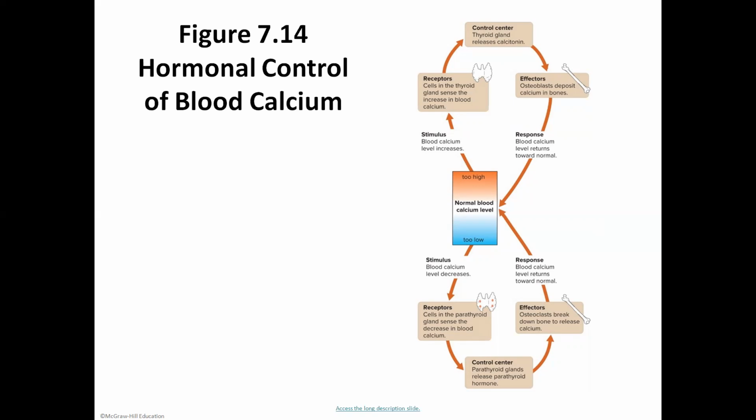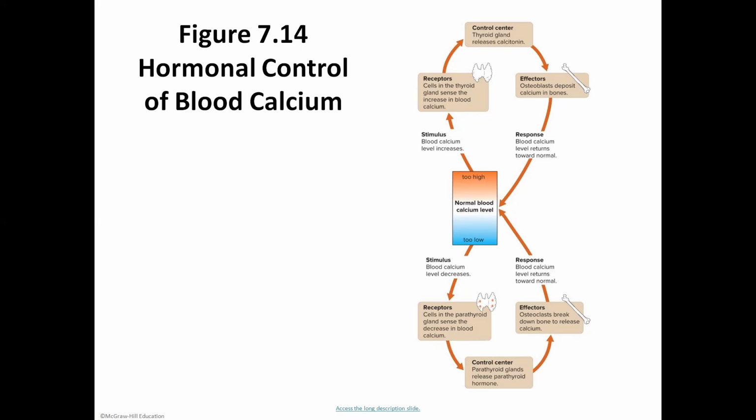So if it's too high or too low, we'll see negative feedback responses occur. If blood calcium levels are too high, we're going to go to the thyroid, which will sense the increase in blood calcium levels, and basically say, release calcitonin. Calcitonin activates osteoblasts to start formation of bone. So instead of having calcium in our blood, it's now going to be transferred into actually making bone.